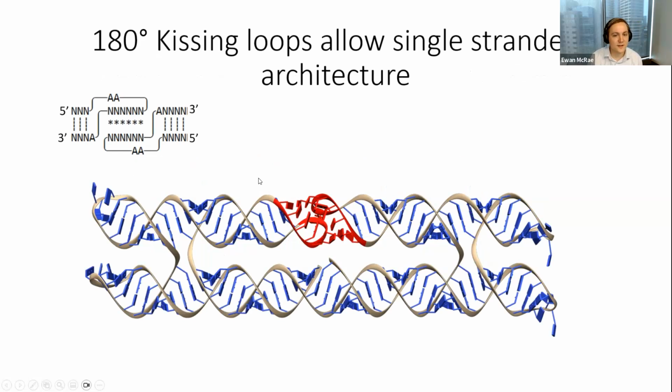that we borrow from the HIV dimerization initiation sequence that has this little purine, 6 base pair, purine motif. And we basically use this to allow us to have a single stranded architecture rather than having multiple staples like you would with DNA origami. With this tertiary interaction, we can route everything on a single strand.